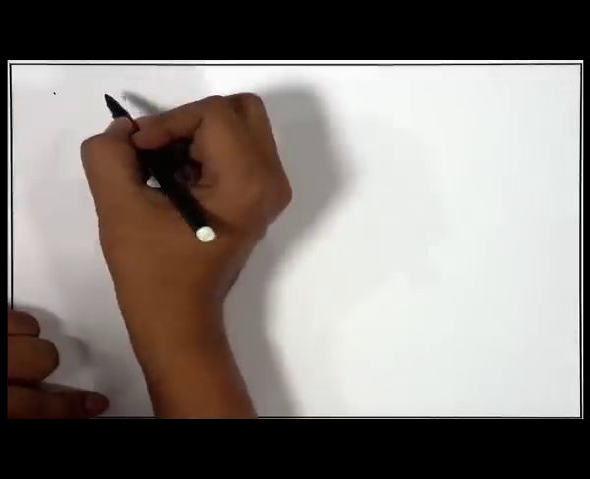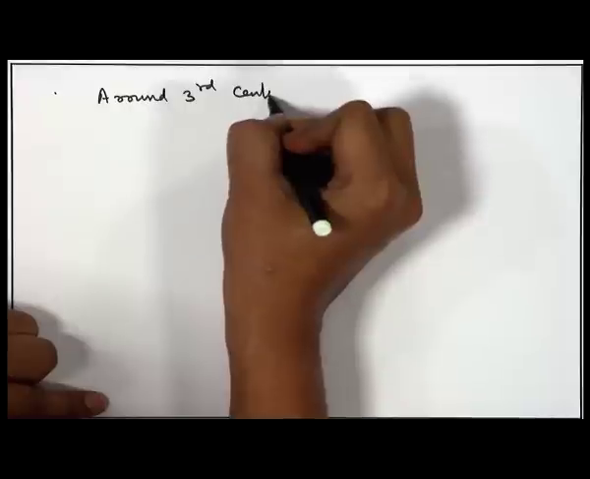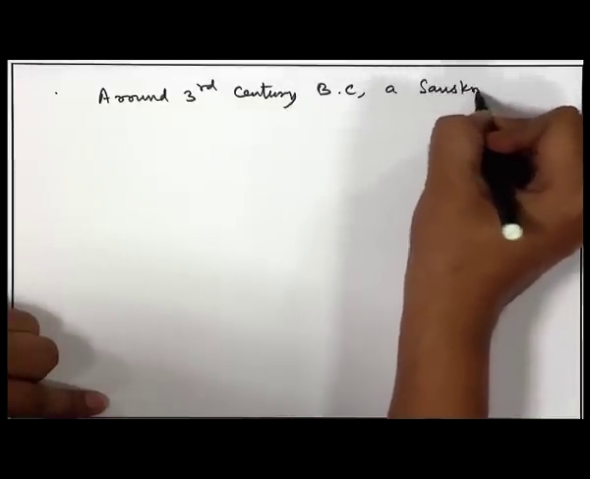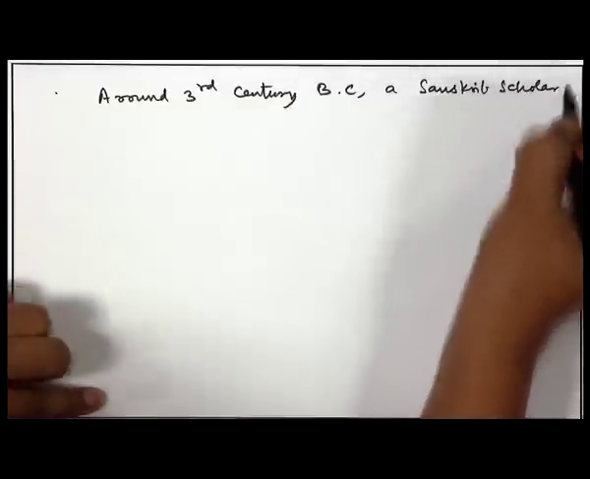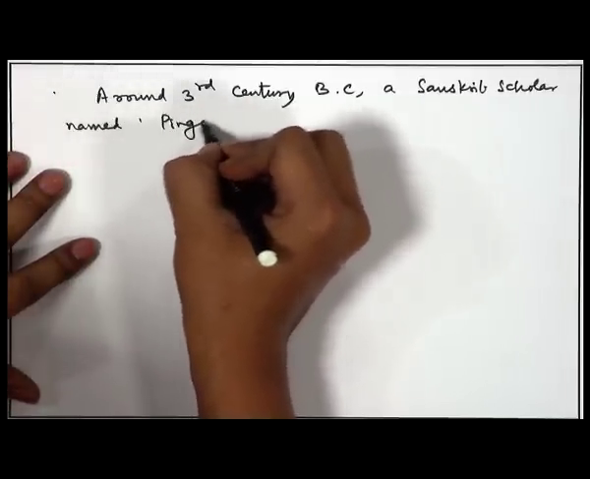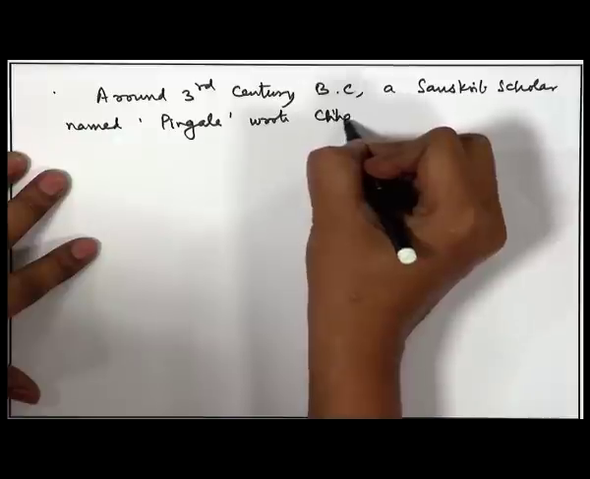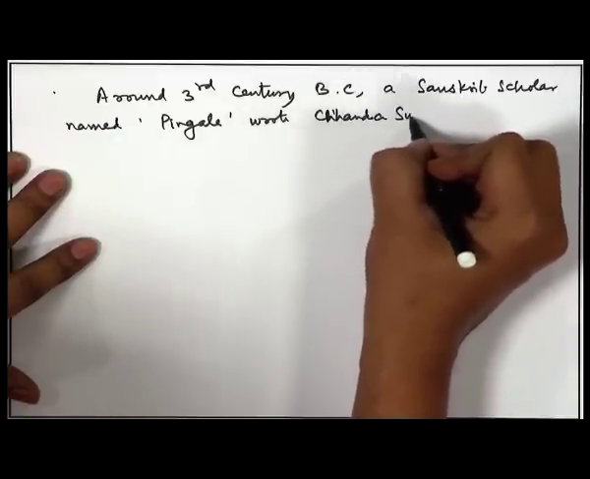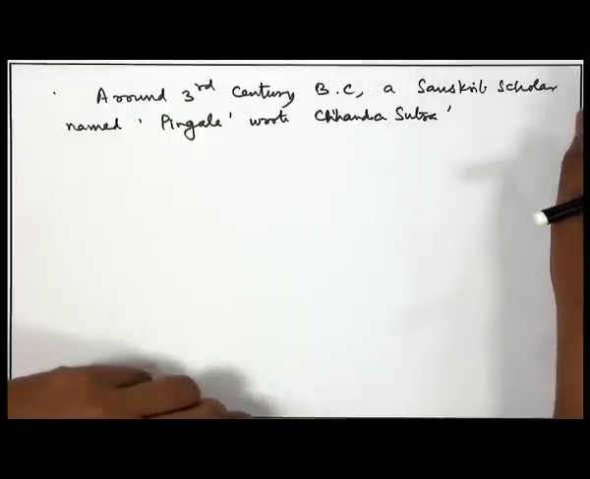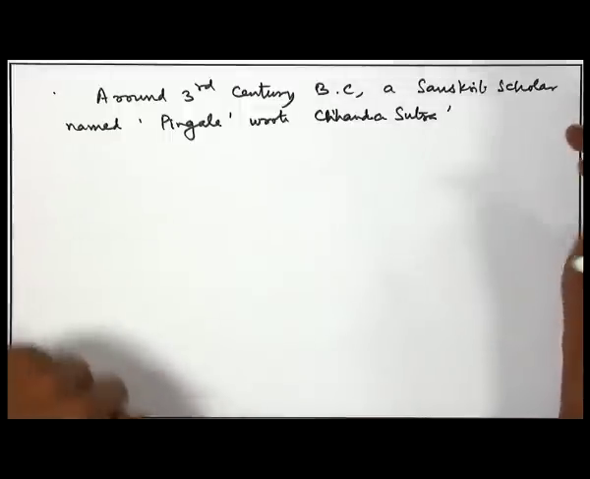Then the second one is that around 3rd century BC, a Sanskrit scholar by name Pingala, he wrote Chand Sutra, and he discussed the ways of determining the number of combinations of a given number of letters, taken one at a time, taken two at a time.